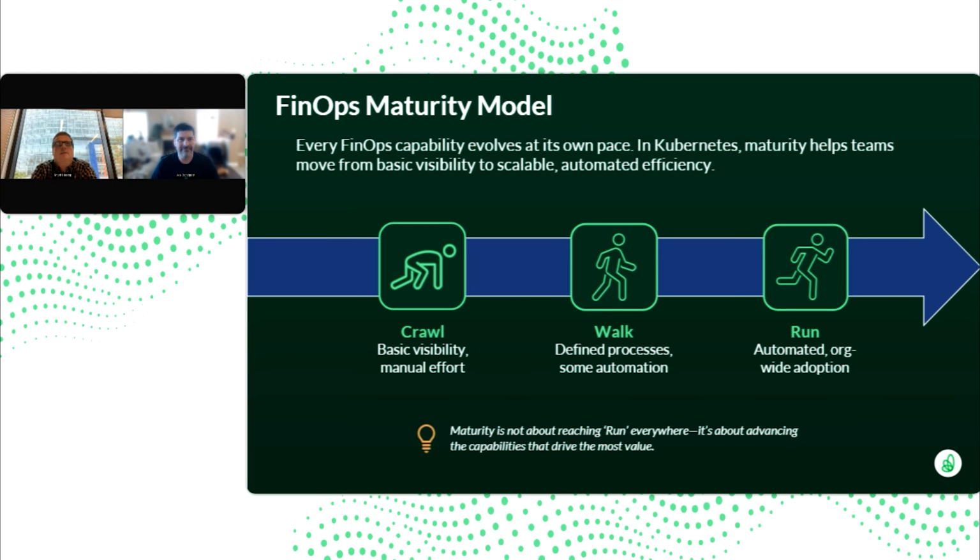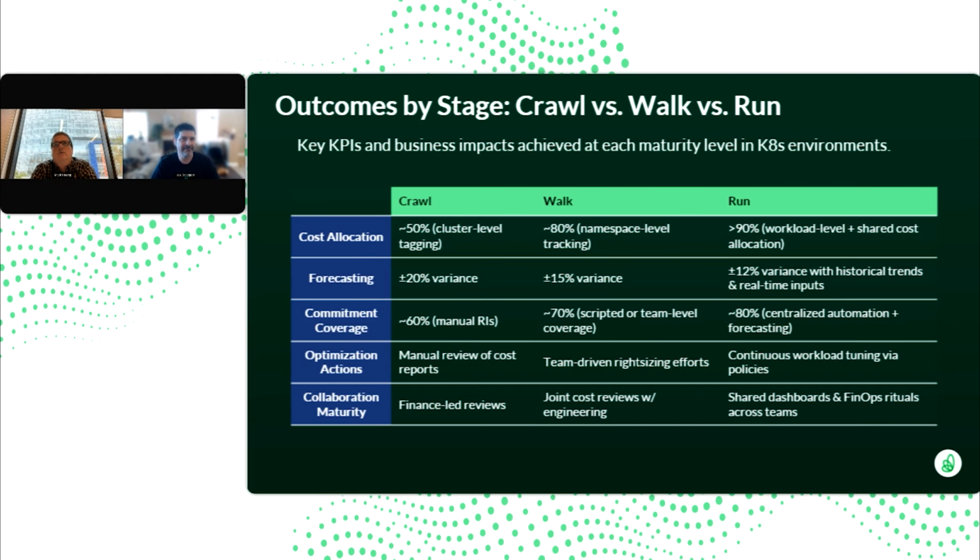So if we move to the next slide, if we look at crawl, walk, and run from an outcome perspective, and that's ultimately what you care about, right? So this slide here is talking about the real value that teams can have at each of those various phases, each of those various maturity levels, right? So these are just some examples, right?